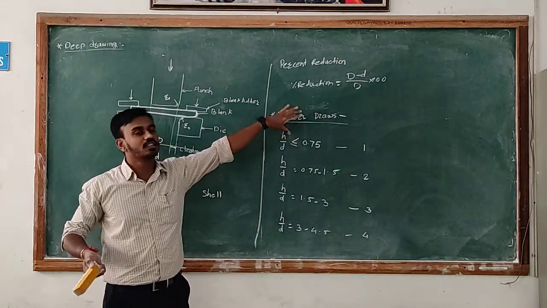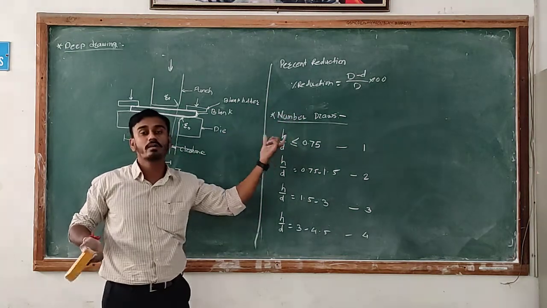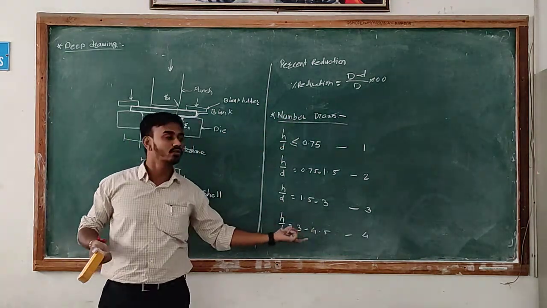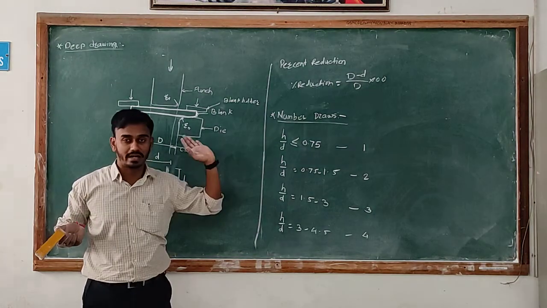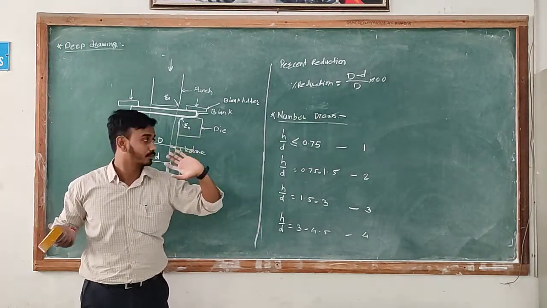So this is the number of draws. How can we decide how many draws are required? According to this value, we can decide how many draws we require. Okay.